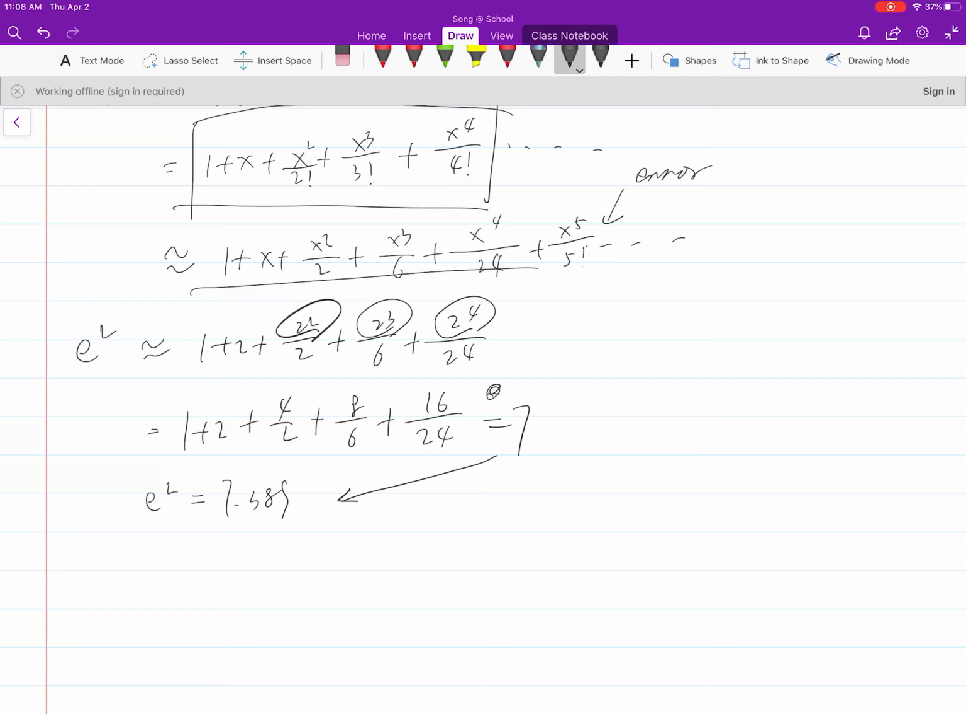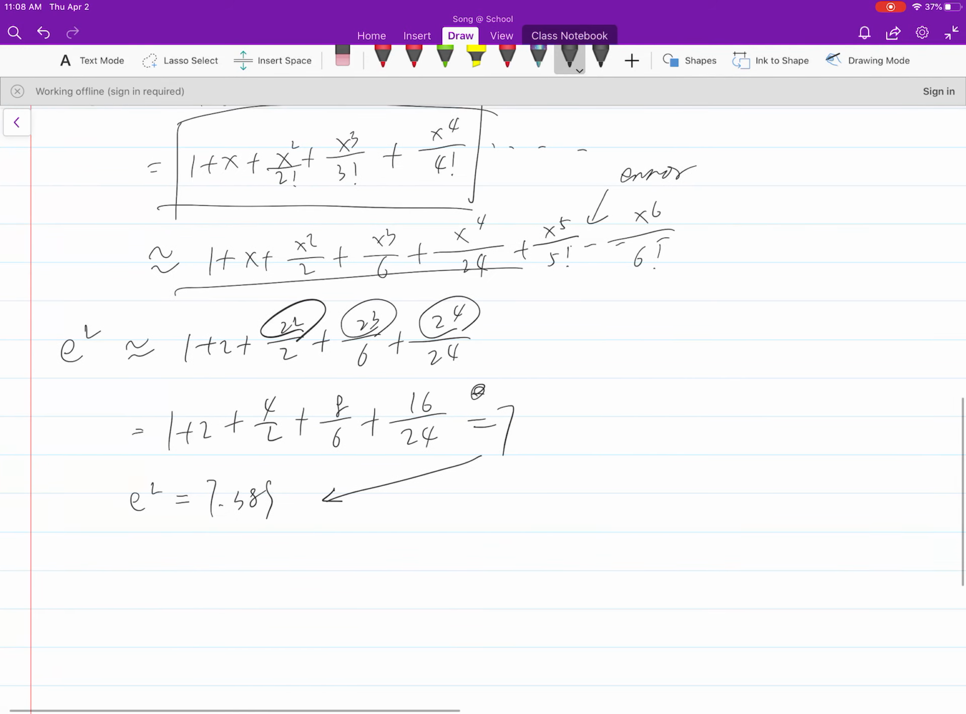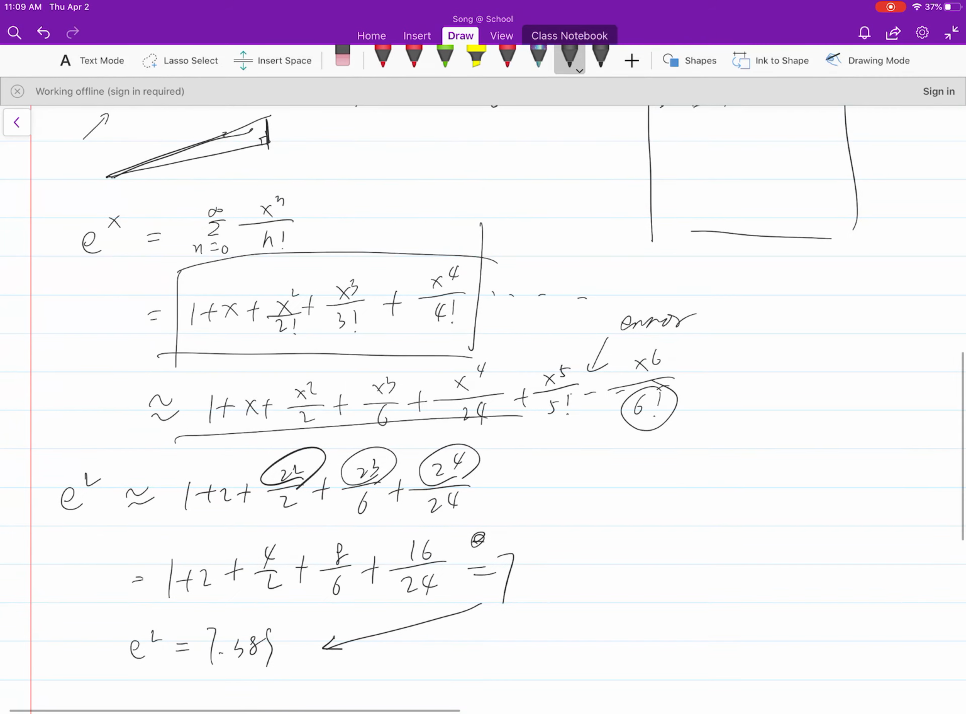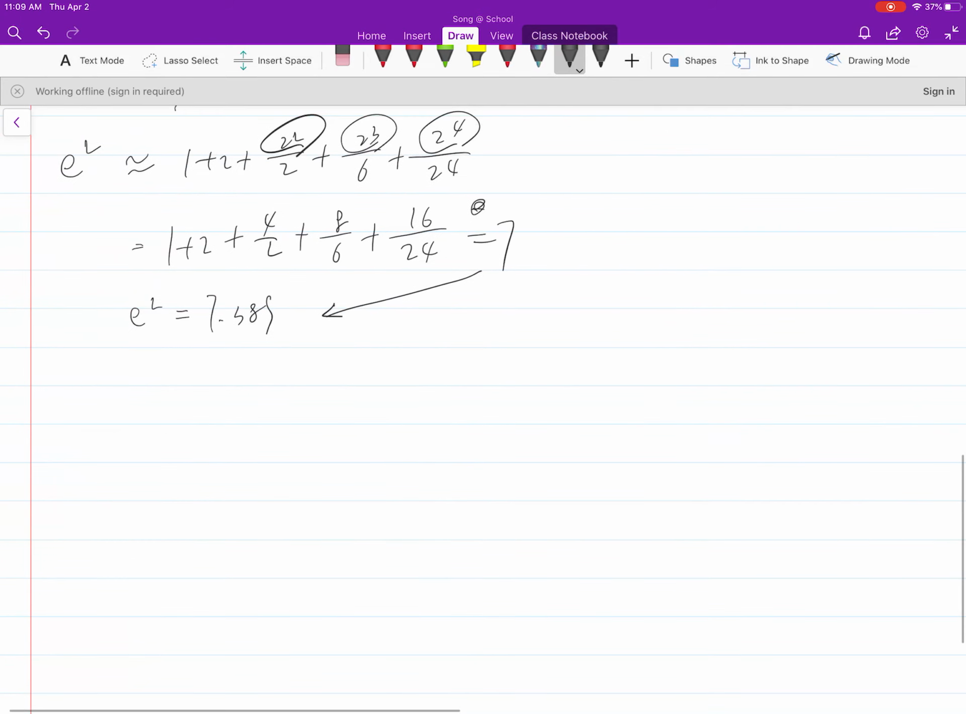Just add one more term, x to the 5th over 5 factorial. If not happy, x to the 6th over 6 factorial. Well, just keep going and keep going. Eventually you will find this converges really fast because of the factorial here, so you won't need much. I would say 10 terms will give you something super accurate. So in this way, we can actually calculate any value of e.